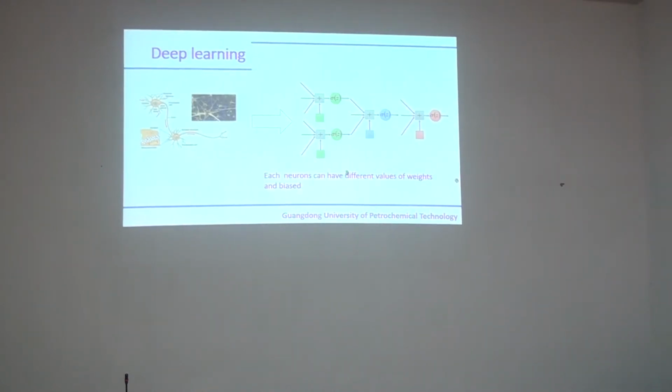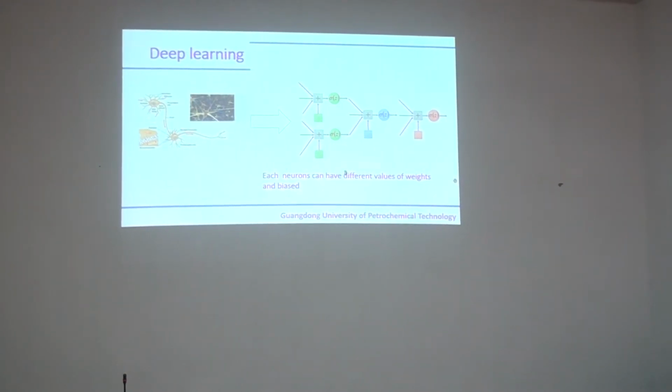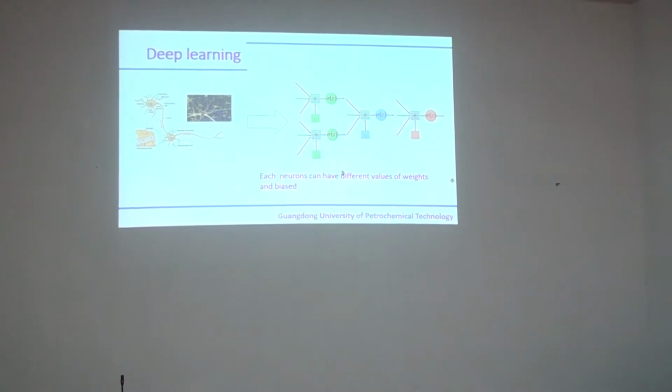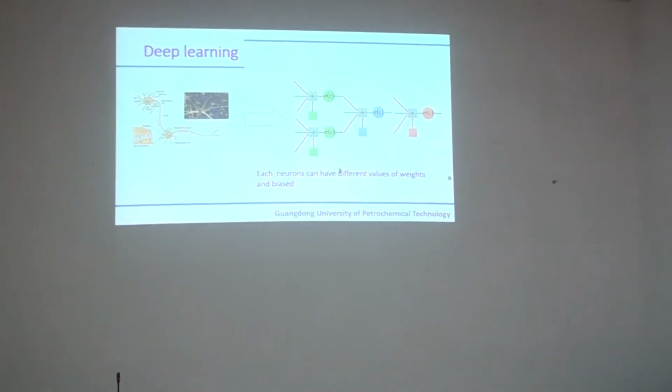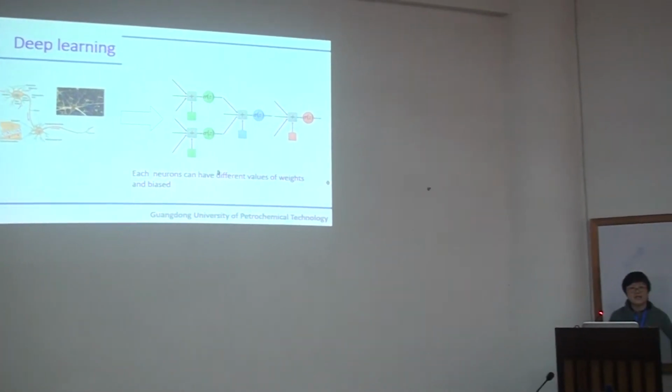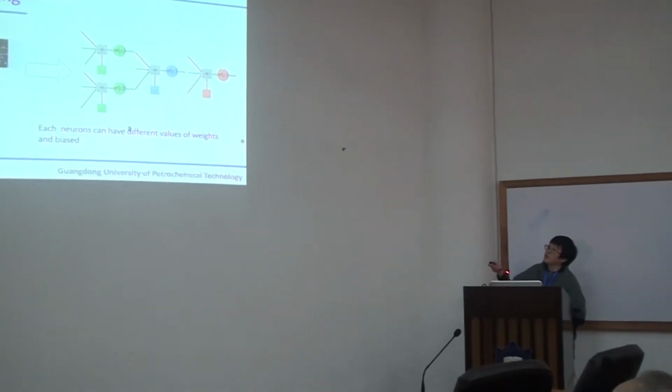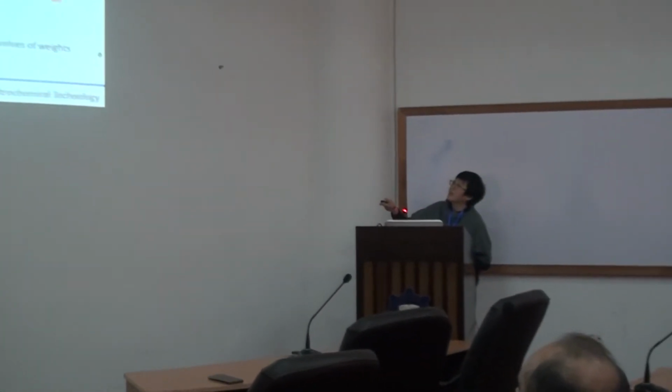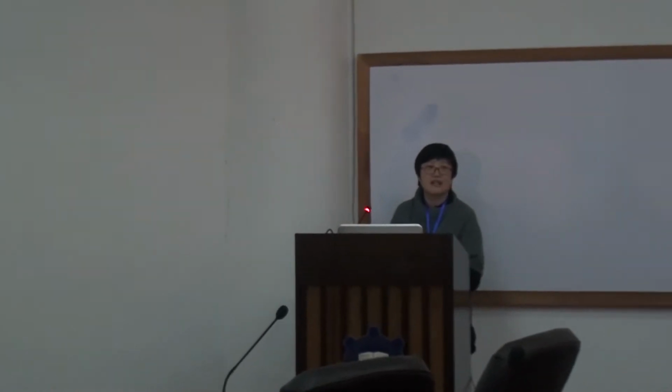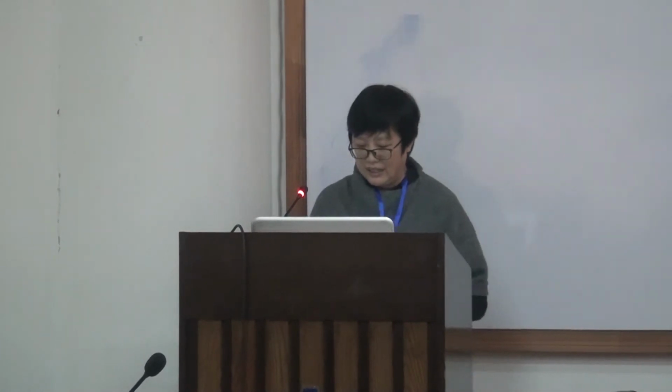So in our brain there are many neurons, over 86 billion neurons, and they are connected to each other. Here we model one neuron like this model, and we can see it here.